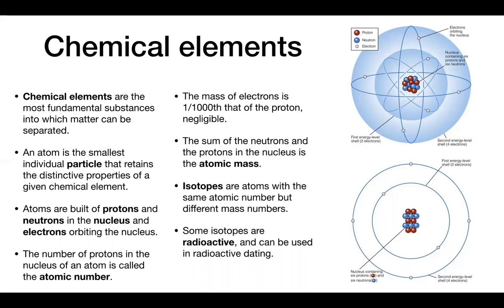Isotopes are atoms with the same atomic number but different mass numbers. In other words, different isotopes of the same chemical element have the same number of protons and electrons, but different numbers of neutrons. Different isotopes of the same element share the same chemical properties, but have different mass density. Some isotopes are radioactive and can be used in radiometric dating.